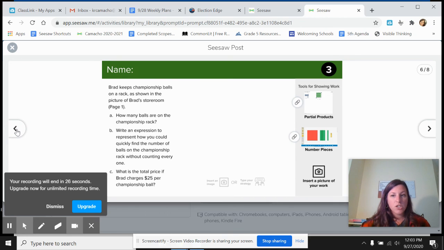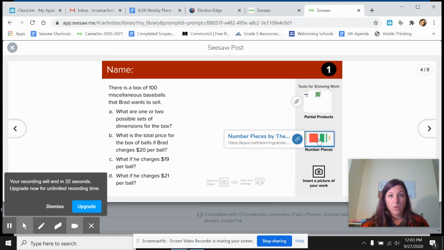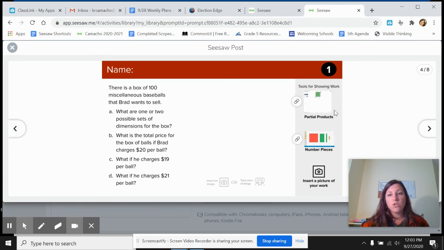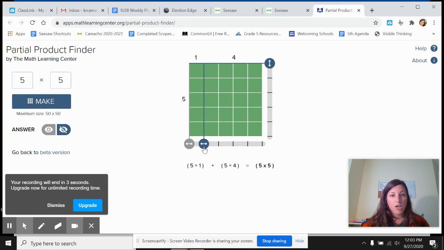One last thing I wanted to show you before I get cut off is that you have 2 tools to help you with solving these problems. This link will take you to some base 10 pieces you could use. And this link is going to take you to a partial products one. And I think that might be one a lot of you use. And you just move these to make your problems.